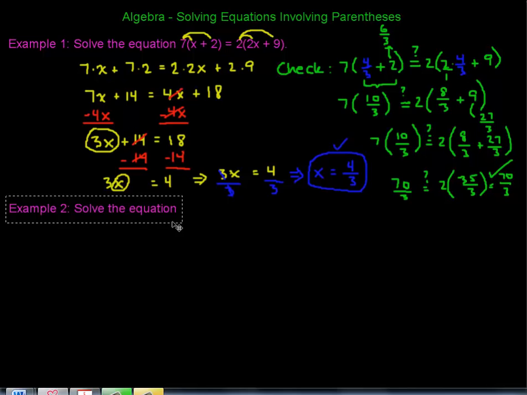Okay, let's try one more example where we have an equation that involves some fractions. It's a little bit more involved. So let's solve the equation. Change that to green. So we want to solve the equation x over 5 plus x minus 3 all over 2, and that's equal to 7. We want to solve for x.